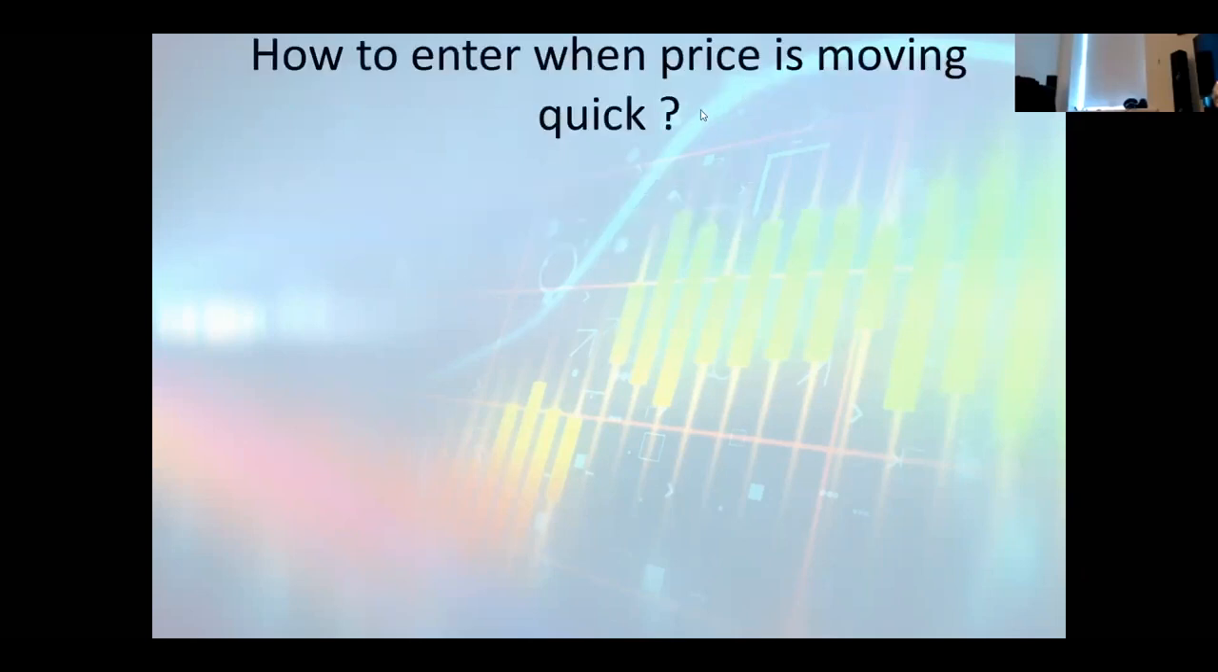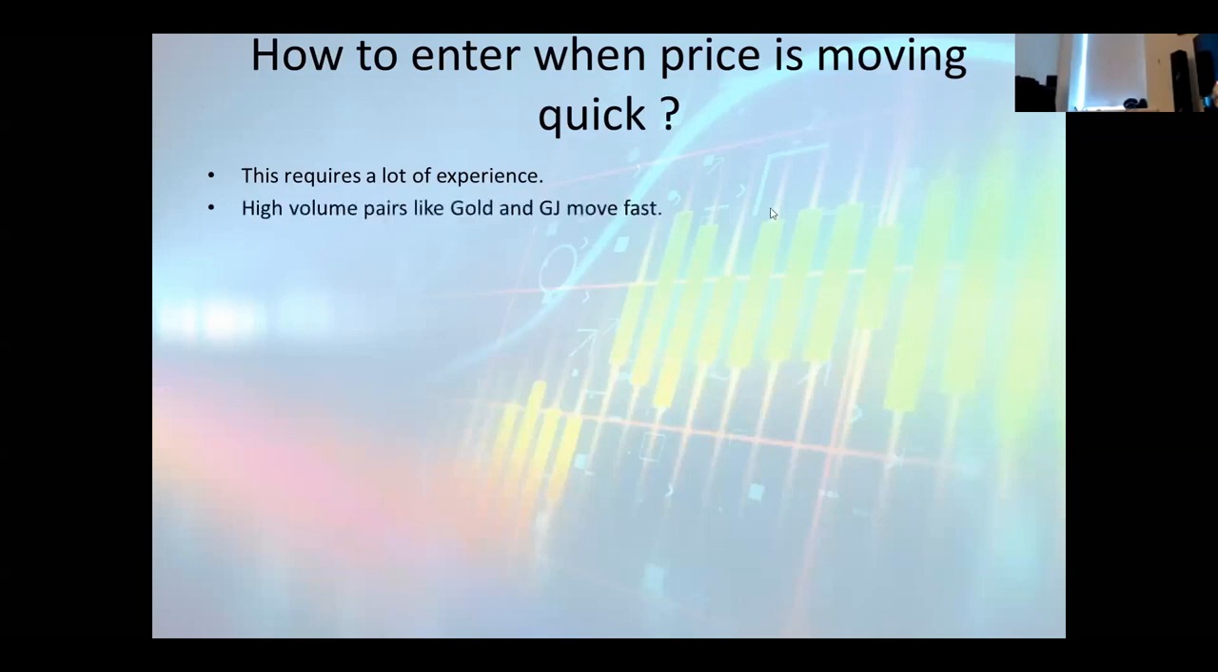All right. How to enter when price is moving quick? So there are only two pairs that move really quick. Gold and GJ. Gold and GJ are the only two pairs that move really, really fast. And it just takes a lot of experience in watching it happen a lot of times to see that, okay, whether we can enter this or not. So high volume pairs like gold and GJ, they have a lot of volatility too.